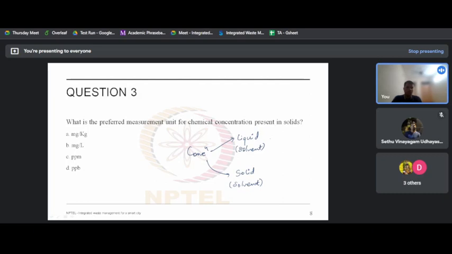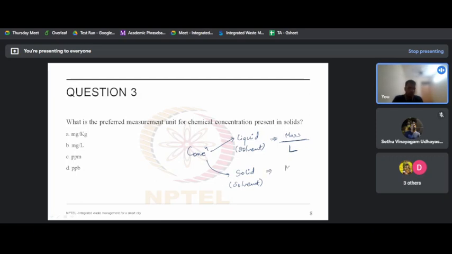So when we have a liquid, we will have some units of mass for the compound which we are analyzing, divided by the liquid. So how do we consider its volume? That will be in liters.